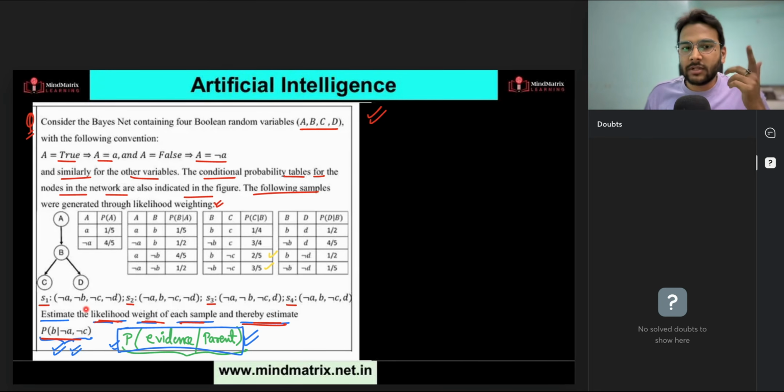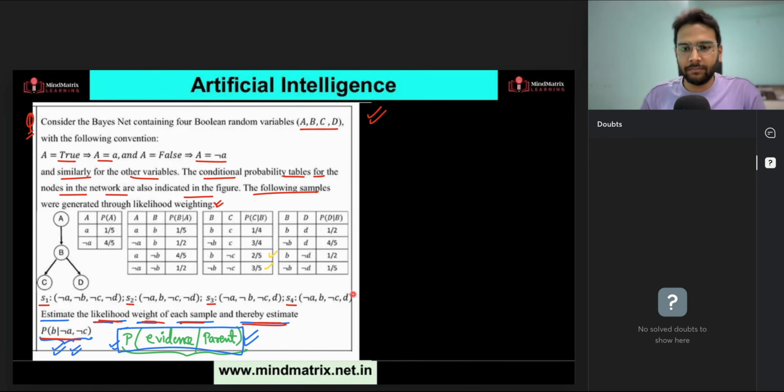Manjunath asked that it is given that not of A and not of C are the evidences. But now in the samples, if not of A, not of C are not there, then let me ask everyone, are you going to consider those samples? No, you are not going to consider those samples. Exactly, that is correct. If you see all the 4 samples given to you, in all the samples it is not of A and not of C. Yes or no?